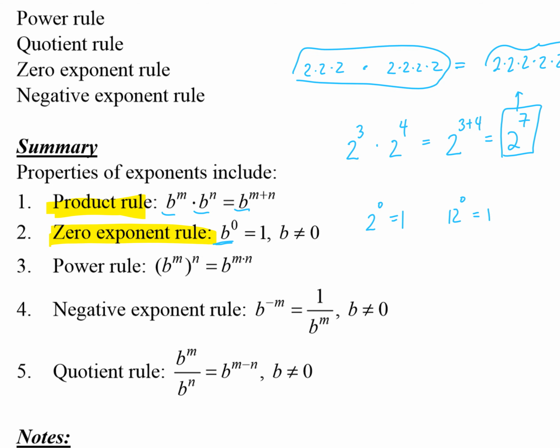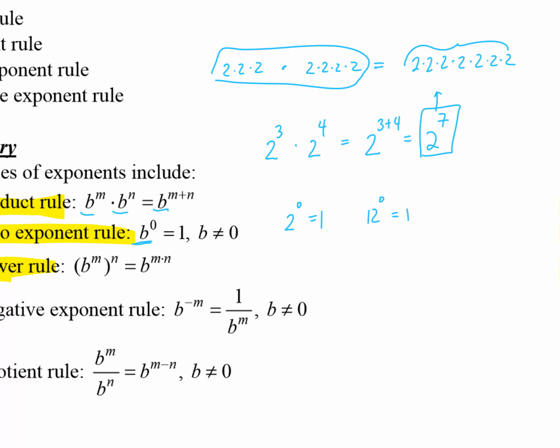How about the power rule? The power rule is a situation where you have one base, one exponential expression, but you have two exponents. It looks like this: 2 to the power of 3, all of that to the fourth power. That's where you have to use the power rule, because now you have two exponents but one base. So what's the trick? According to the rule, you just multiply the exponents. 3 times 4 we know is 12.